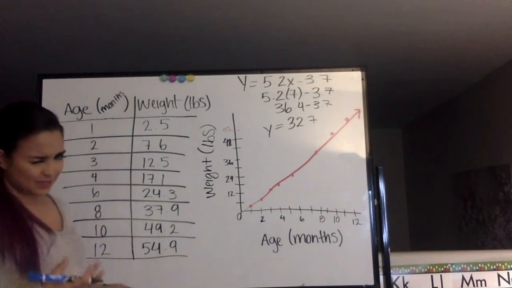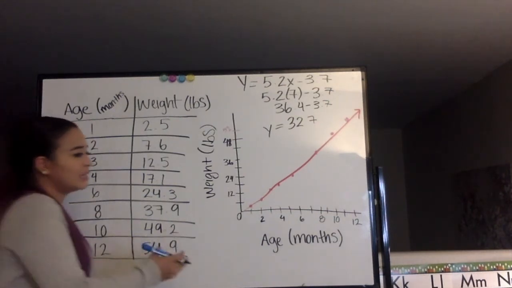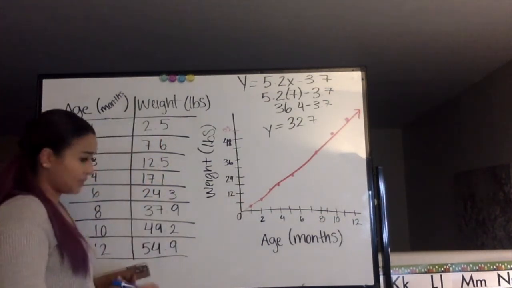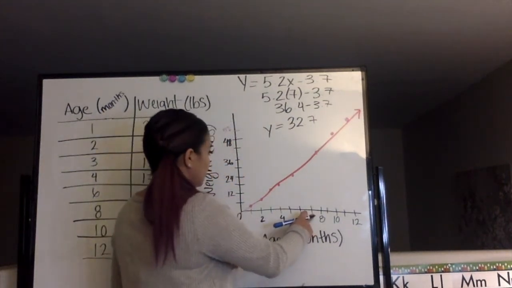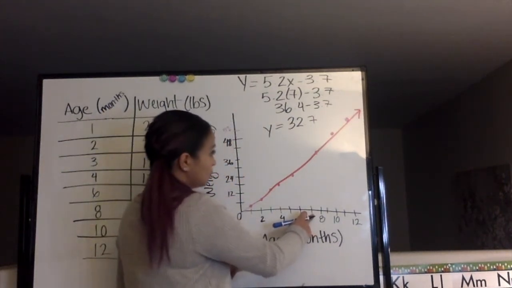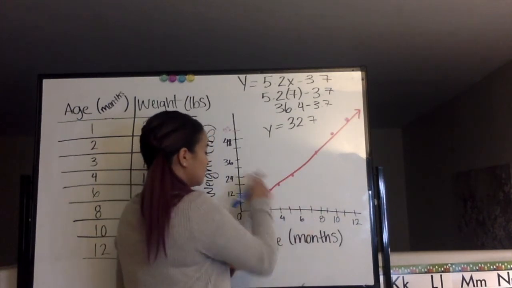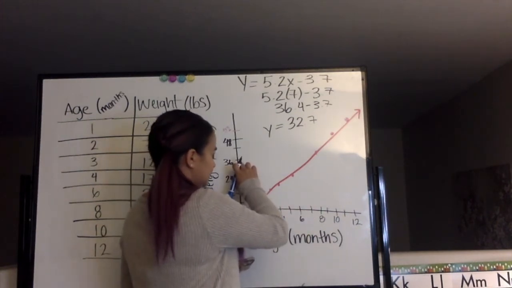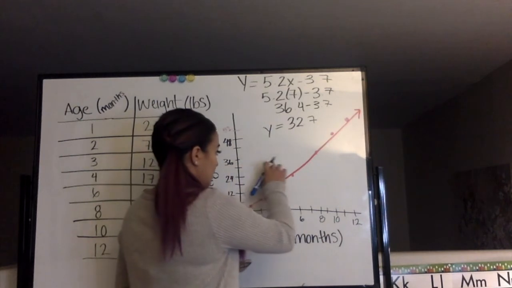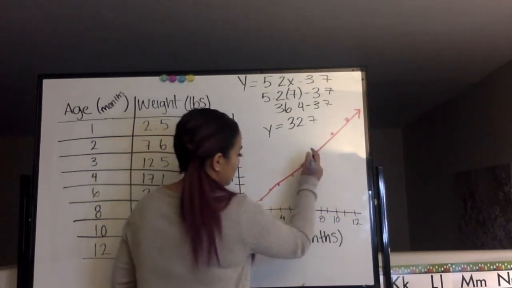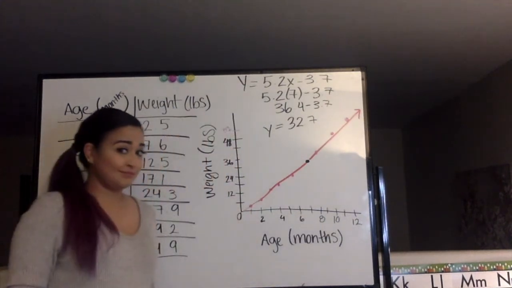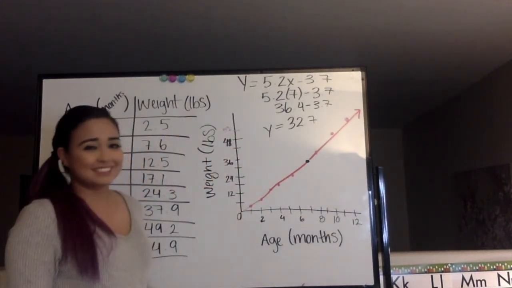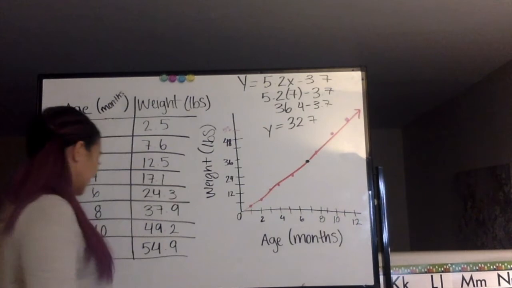Does that sound right? Let's see if we can try and graph it. Here we have 7 months. And we have 32.6. So it would be slightly under the 36. It would be right about here. That looks right, doesn't it? Pretty interesting, right?